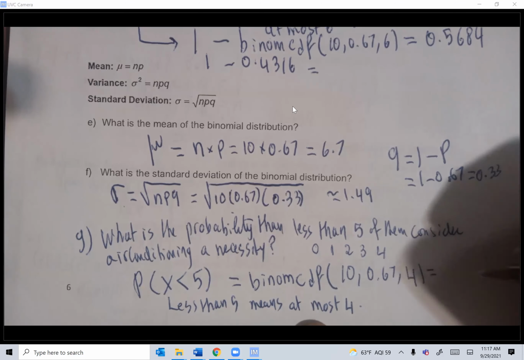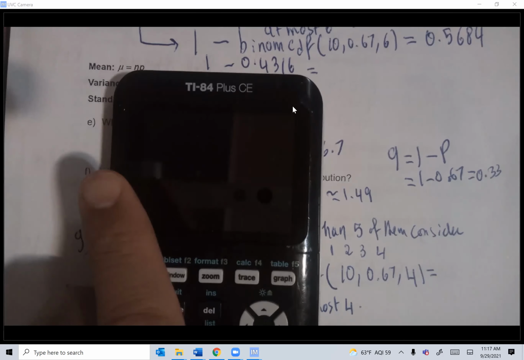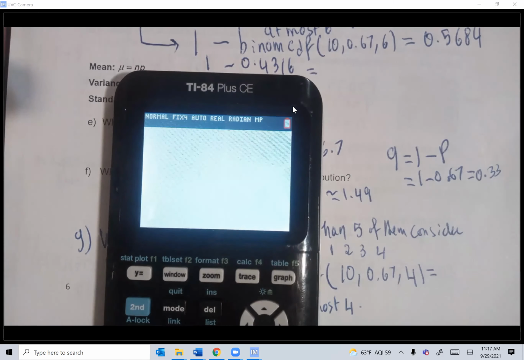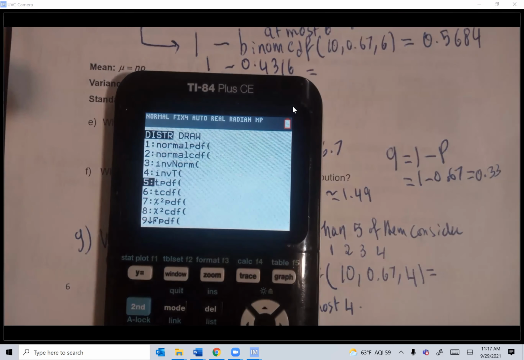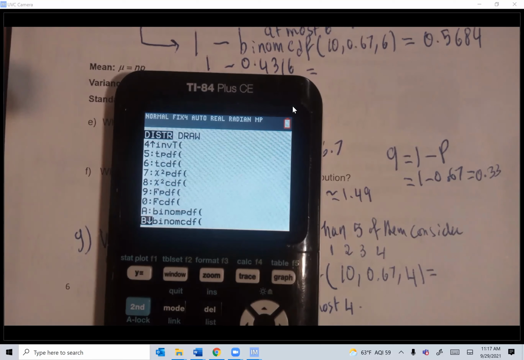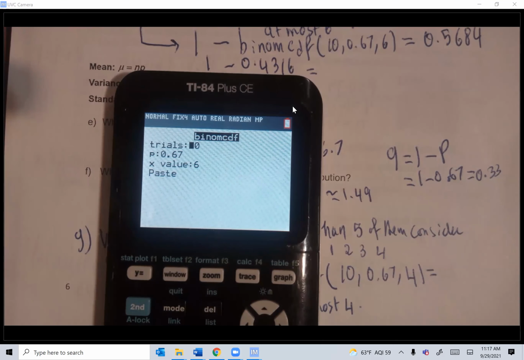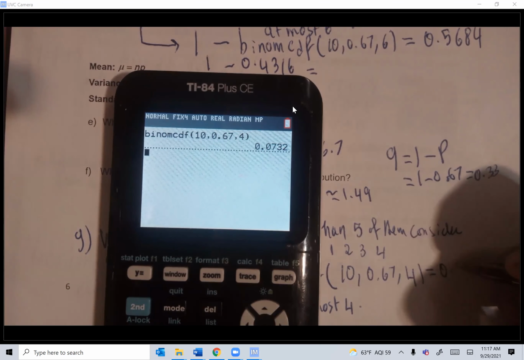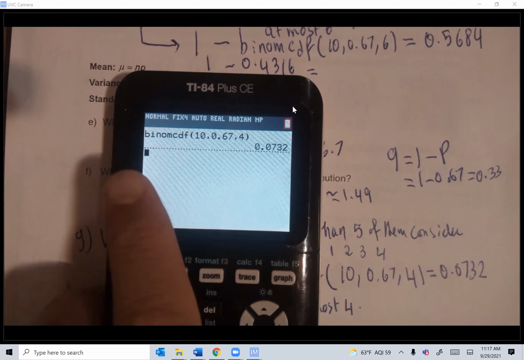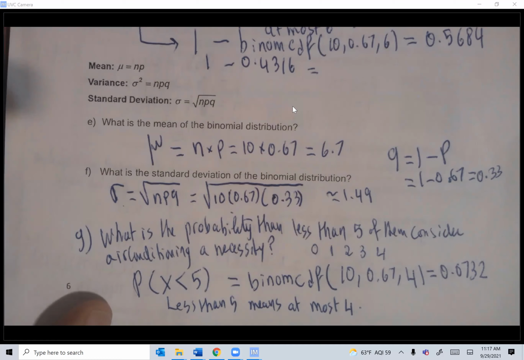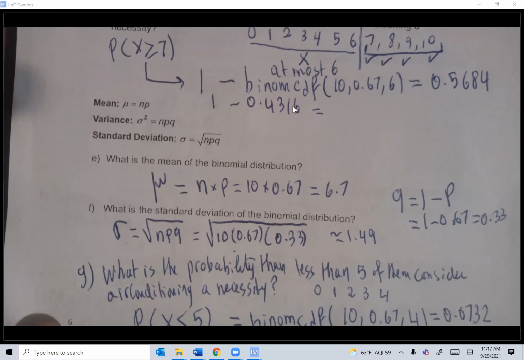So let's do this. Second, distribute, binomial CDF. That's the formula. 10, and then put 4 here. 0.0732. And that should be your answer right here. Okay. Any questions about part G?